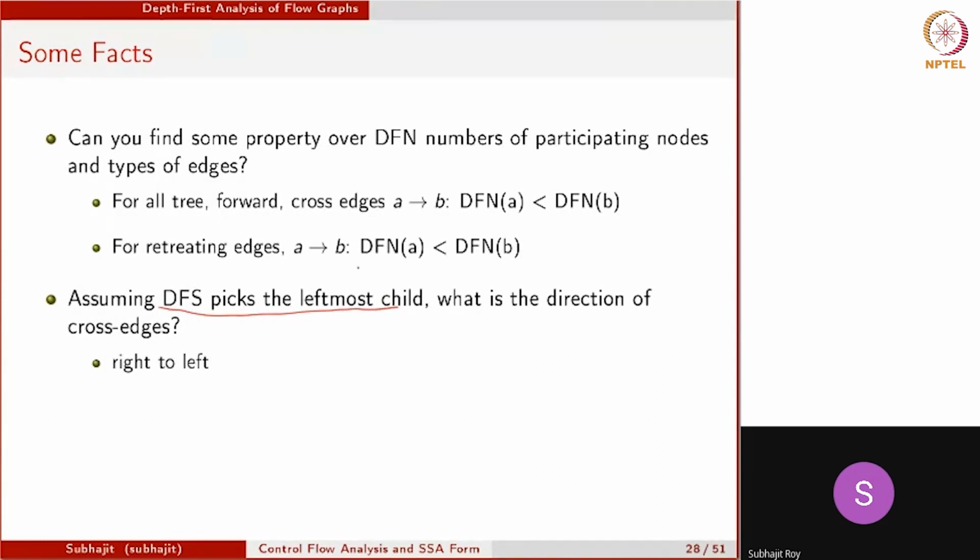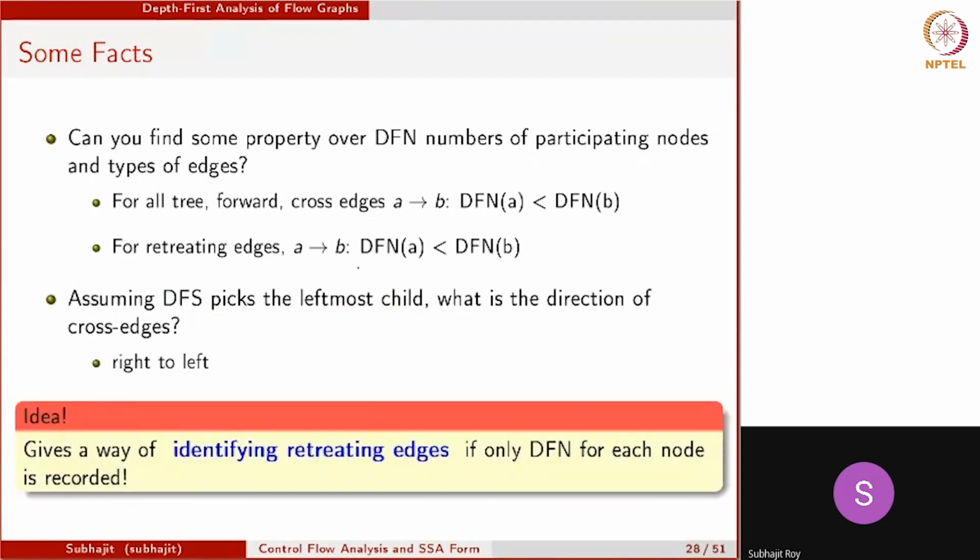Okay, good. So the next thing is, I've already said that this gives you a way of identifying retreating edges, because I can just look at the order of their numbers and see that. Please remember. Okay, so we are clear with this. This depth first numbering is very, very useful.